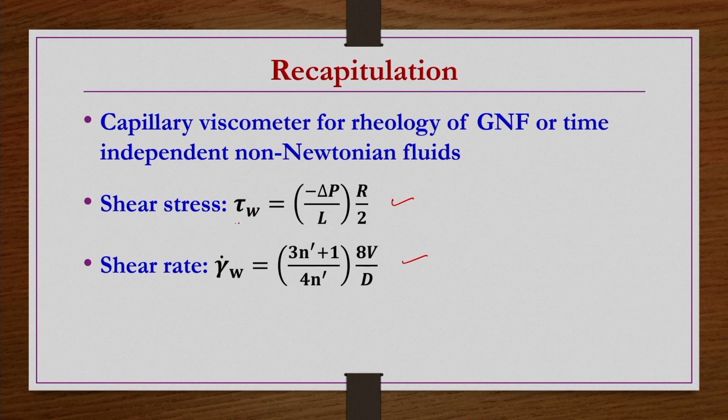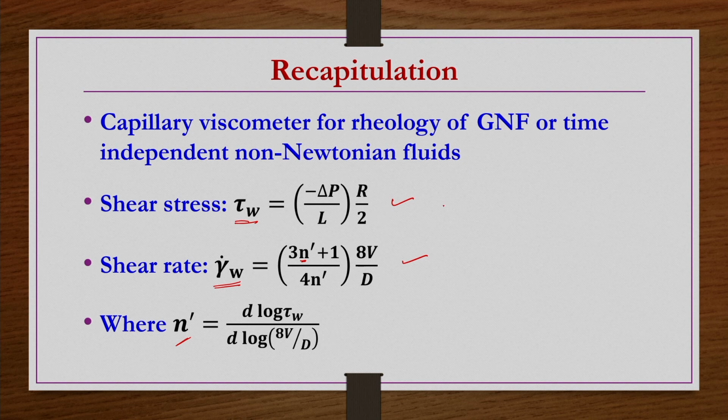Remember, this shear stress and shear rate we are measuring at the wall, and we have seen the details of why at the wall, and the variation with respect to the r position, and then we developed these equations. In this shear rate equation, n prime is nothing but d log tau w by d log 8 v by d. When you plot tau w versus 8 v by d on a log plot and get the slope of that line, that slope is nothing but n prime. That is what we have seen in the previous lecture, right.